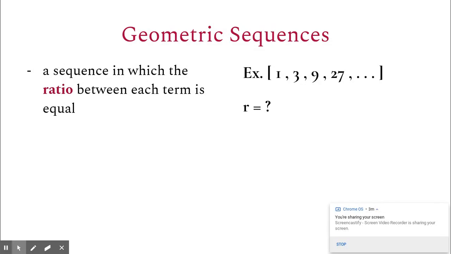Next up, we're going to be talking about geometric sequences, which are sequences in which the ratio between each term is equal. On the right, we have a sequence, 1, 3, 9, 27, and so on. And we notice that each time our terms are being multiplied by 3. So our common ratio is 3.